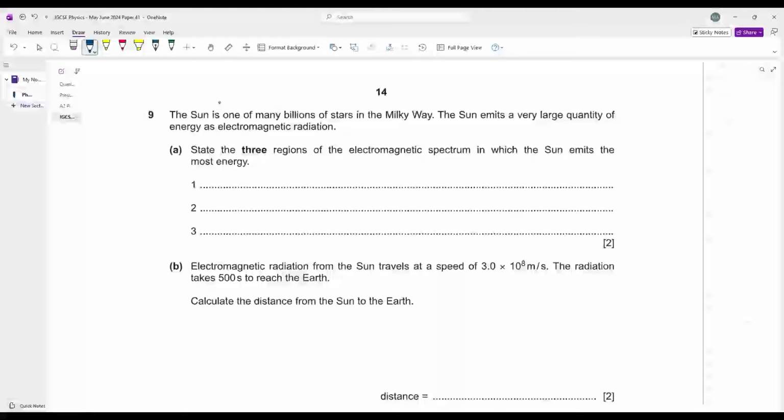The sun is one of many billions of stars in the Milky Way. The sun emits a very large quantity of energy as electromagnetic radiation. State the three regions of the electromagnetic spectrum in which the sun emits most energy. Infrared, ultraviolet, and which else? The last one is visible light. In these three regions the sun emits the most energy.